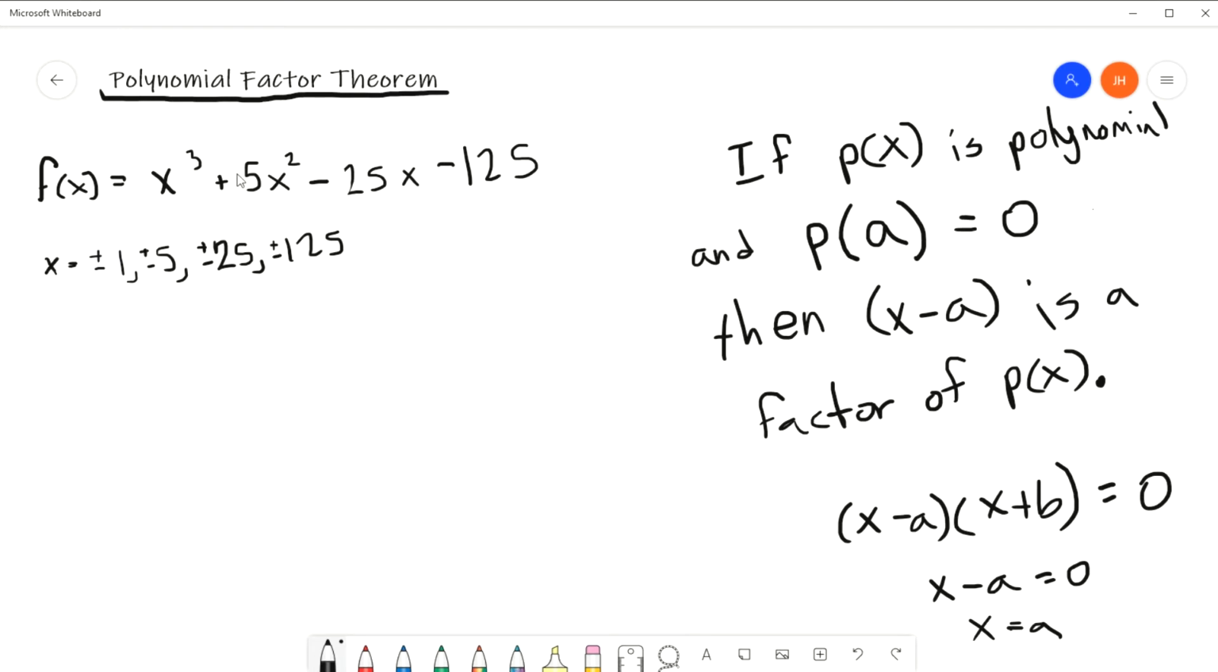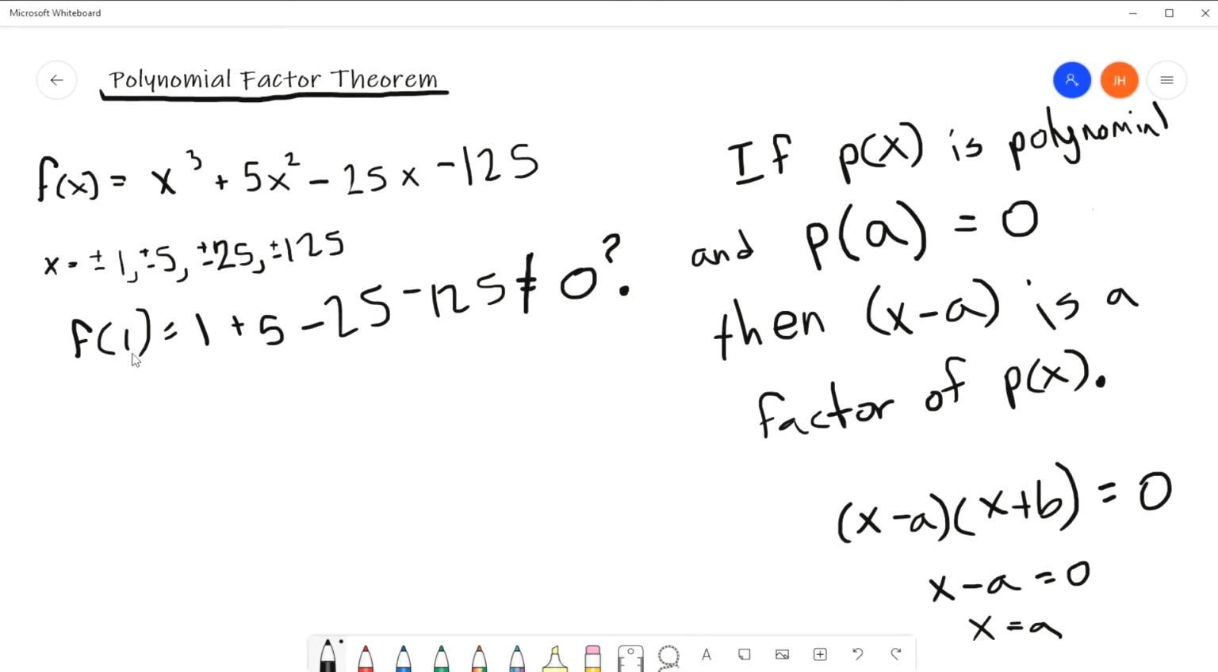When I plug 1 into this, when I have f of 1, what do I get? I get 1 cubed, that's 1, plus 5 times 1 squared, that's 5, minus 25 times 1, minus 125. So you see I've plugged 1 into the function. Does this equal 0? That's always the question. Clearly, this is not going to equal 0, right? Minus 125 is not going to be countered by these things. So if it doesn't equal 0, then this is not one of my zeros for the function.